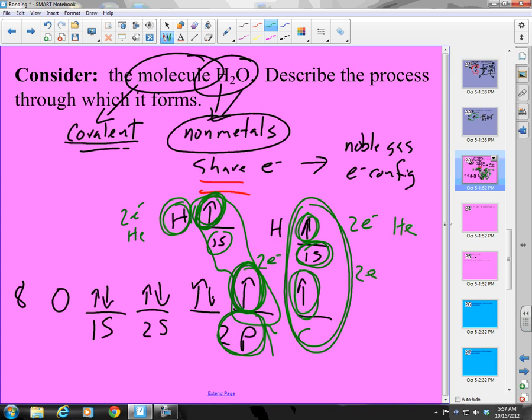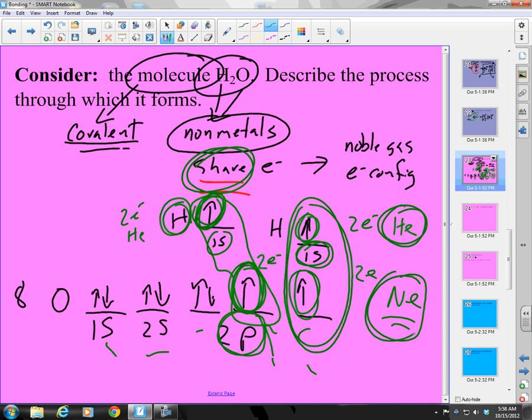So the oxygen down here feels 2 electrons here and 2 here. And so what does it have then? 2, 4, 6, 8, 10 electrons, which is just like neon. So by overlapping, by sharing electrons, both hydrogen and oxygen get noble gas configurations. Neon for oxygen, helium for hydrogen. So that is the process through which water forms.